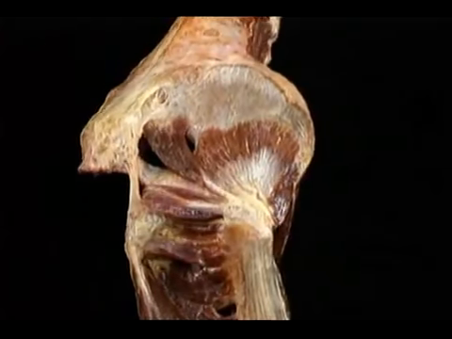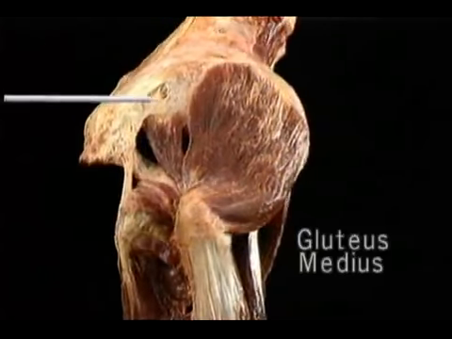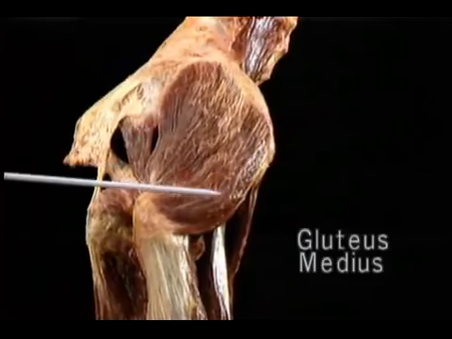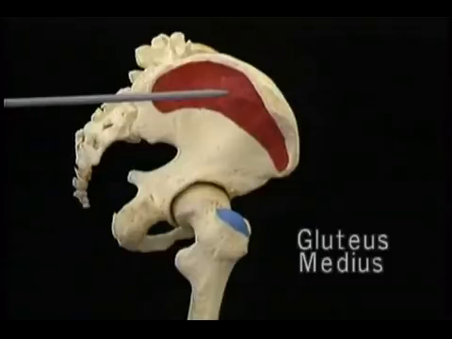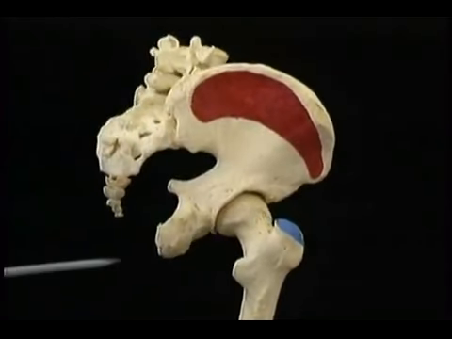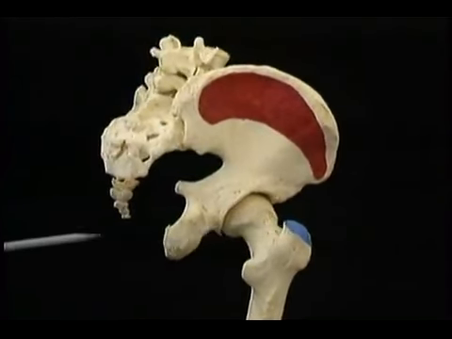Overlying gluteus minimus is gluteus medius. Gluteus medius arises from this part of the ilium. It's inserted here on the outer aspect of the greater trochanter.